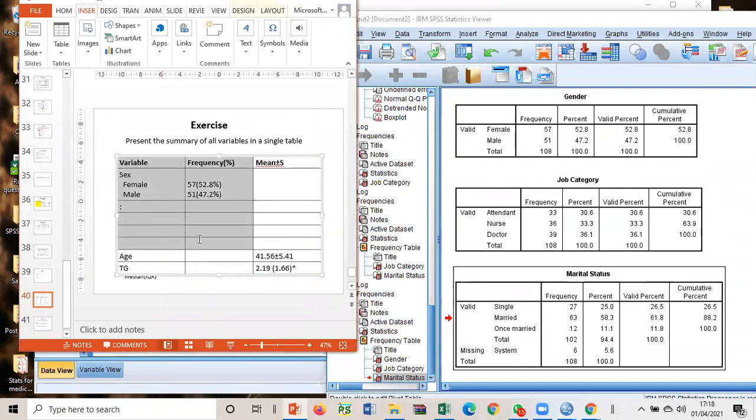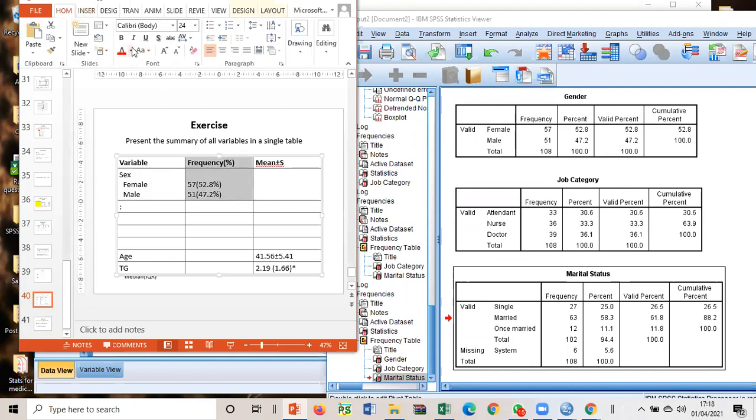Look at this table. I break it into two: frequency and percentage for qualitative variables. That's for qualitative variables. Means and standard deviation for quantitative variables, like age. All the demography are shown in one table.